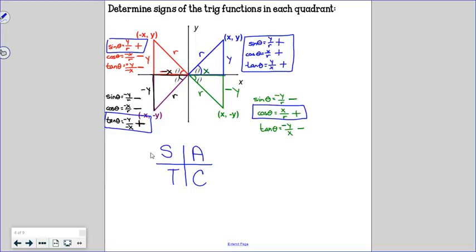What's A stand for? All. Sine, tangent, cosine, and they are, what'd you say? Which ones are positive, right? It's showing us what's positive in that quadrant. All things are positive here. Sine only, tangent only, cosine only.